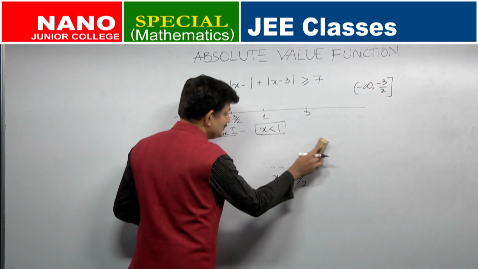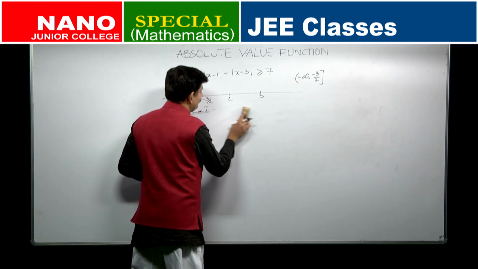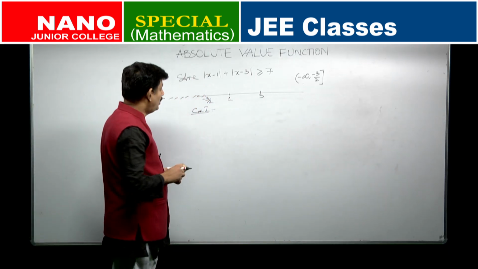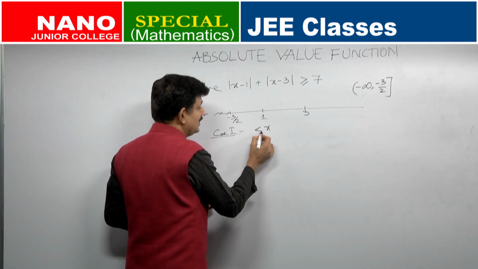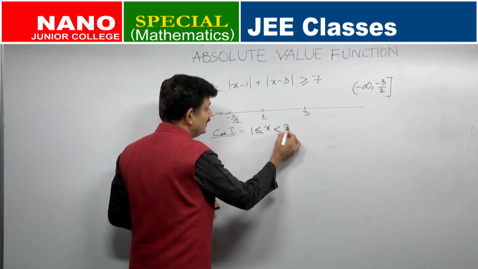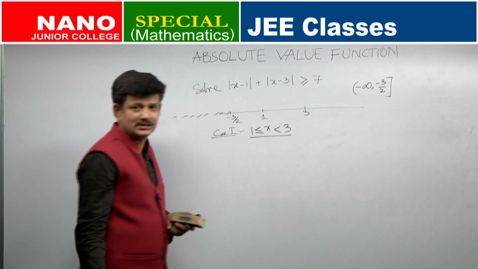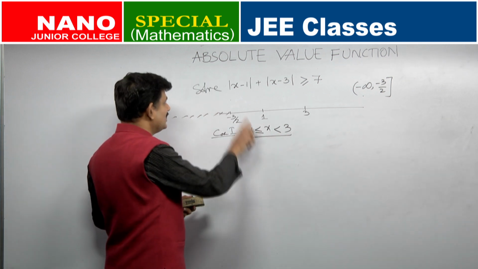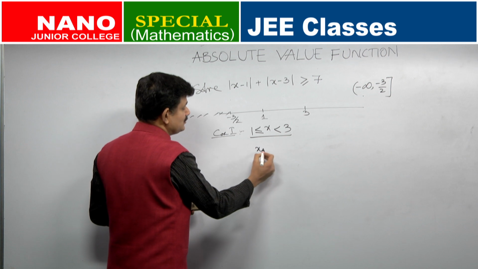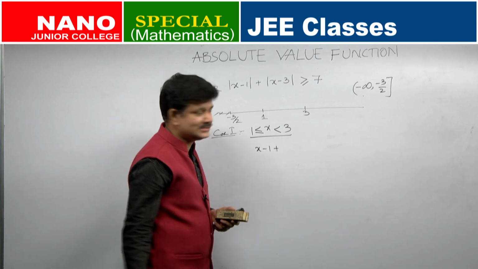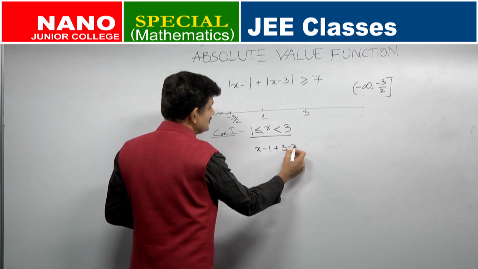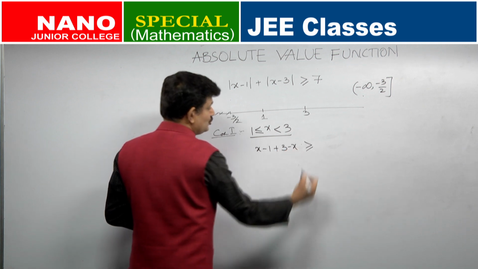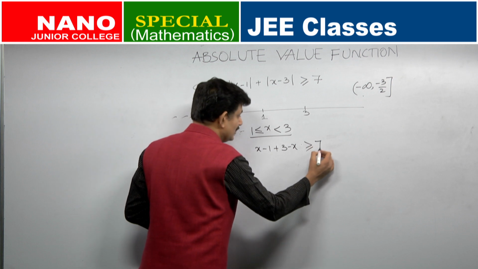What is the second case? Set of all numbers between 1 and 3. X is greater than or equal to 1 and less than 3. What will happen in this case? X is greater than or equal to 1, so mod x minus 1 is x minus 1 itself, and x is less than 3, so mod x minus 3 will be 3 minus x. This sum should be greater than or equal to 7.